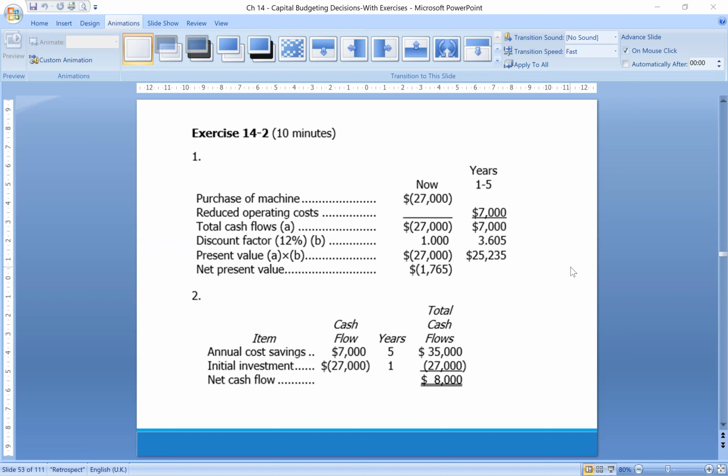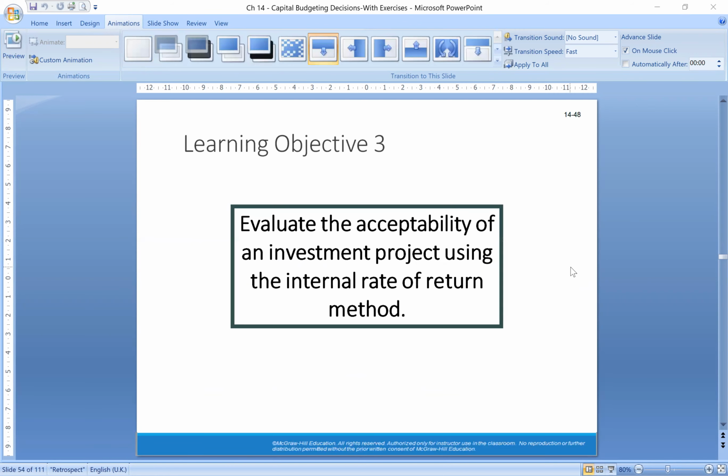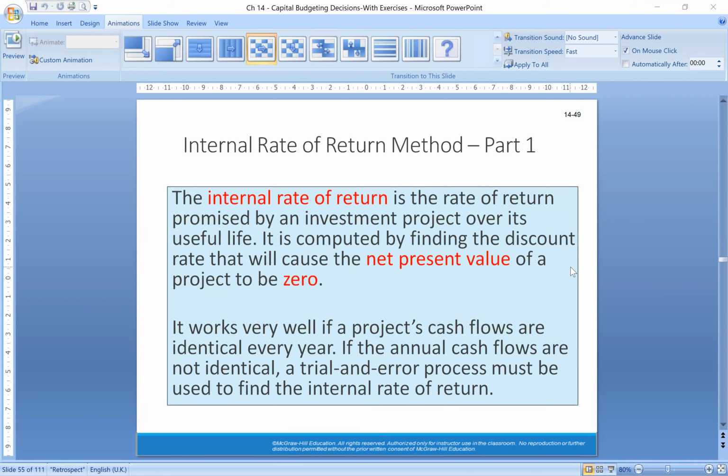Any question? Okay. The internal rate of return, which is objective number 3. Internal rate of return: the rate of return promised by the project over its useful life. It is computed by finding the discount rate that will cause the net present value to be 0. So the general rule: if the internal rate of return is equal to or greater than the minimum required rate of return, I will accept the project. Otherwise, I will reject.